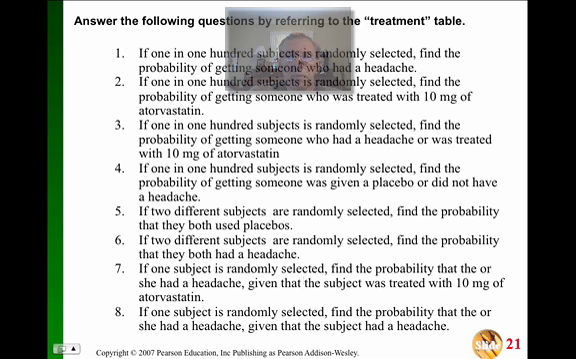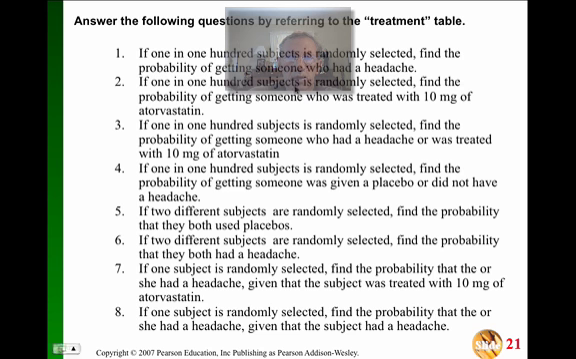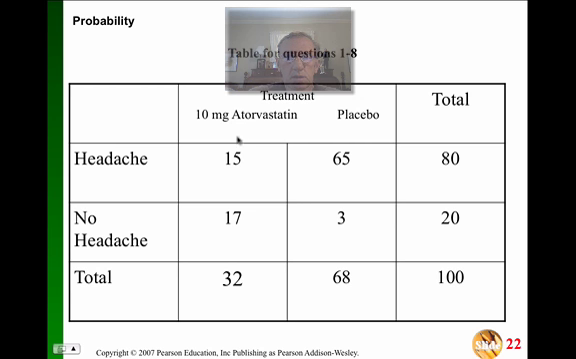One in 100 is selected randomly. What's the likelihood of getting somebody with a headache? 80 out of 100. If one in 100 subjects is randomly selected, what's the likelihood of getting someone treated with the medication? Medication, 32 out of 100, 32%. And there's our answer to question 1, 80 out of 100, likelihood of getting somebody with a headache. Question 2, likelihood of getting someone with treatment of medication.